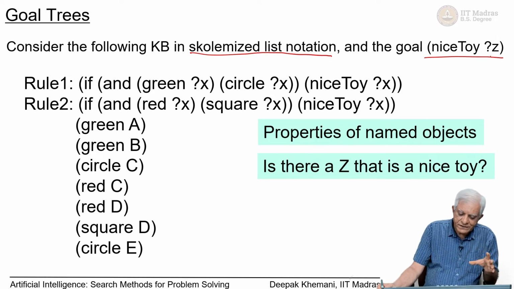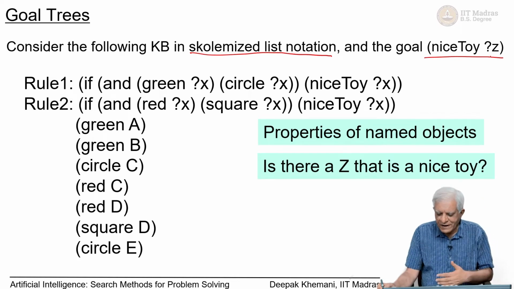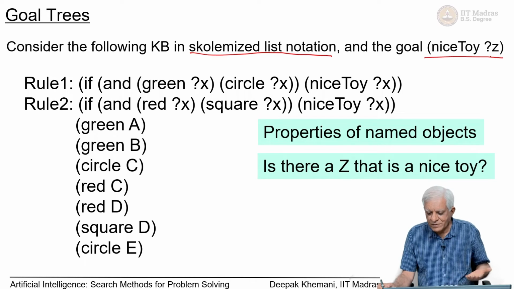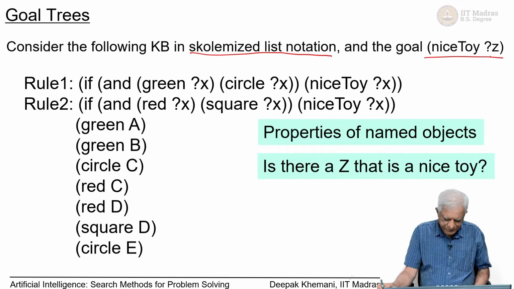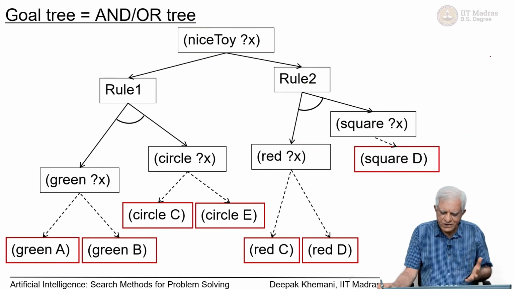And is there something which satisfies our definition of a nice toy in here? What is the definition of a nice toy? That it must be either green and a circle, or it must be red and a square essentially. And we are looking at this process of backward chaining. So, we will start with this goal, that is, is there a nice toy, and see how we try to solve it, and this takes us naturally to this idea of a goal tree.